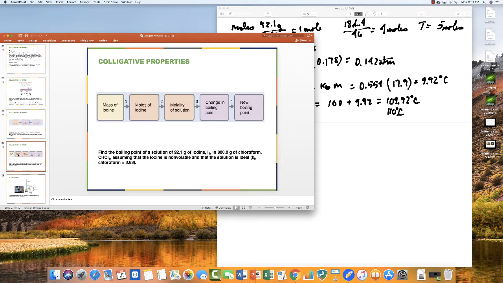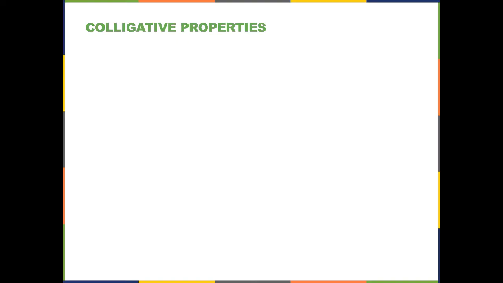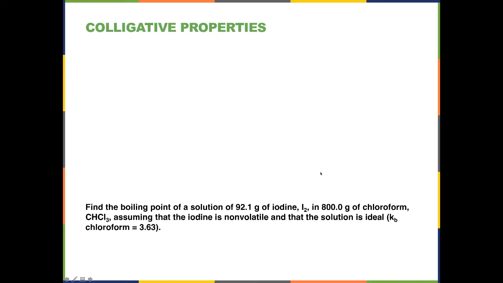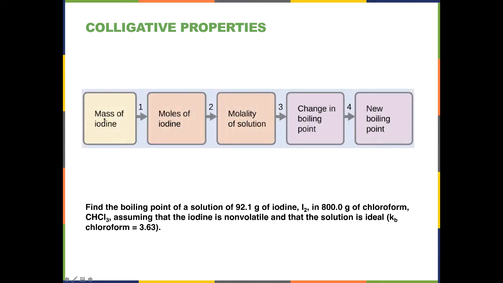Okay, if we look at another problem, in this new problem, it says for us to find the boiling point of a solution of iodine that has 92.1 grams of iodine in 800 grams of chloroform. Now, chloroform is the volatile compound, so we need to know the Kb of chloroform and the boiling point for chloroform, and this comes from your book. And the process here is, first of all, you take the mass of the iodine, find the moles of iodine, using that number, find the molality, then the change in boiling point, and then the new boiling point. So let's look at how we do this.